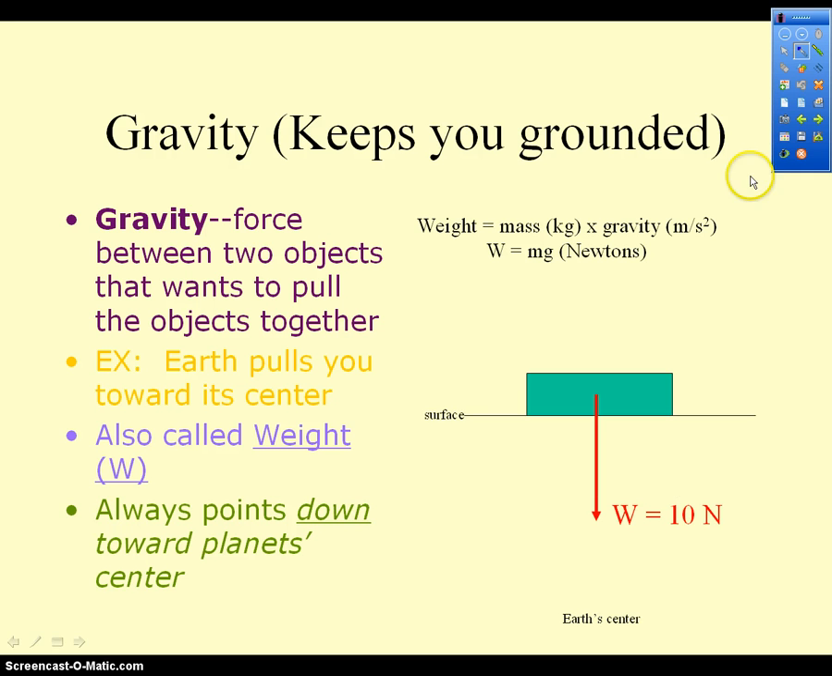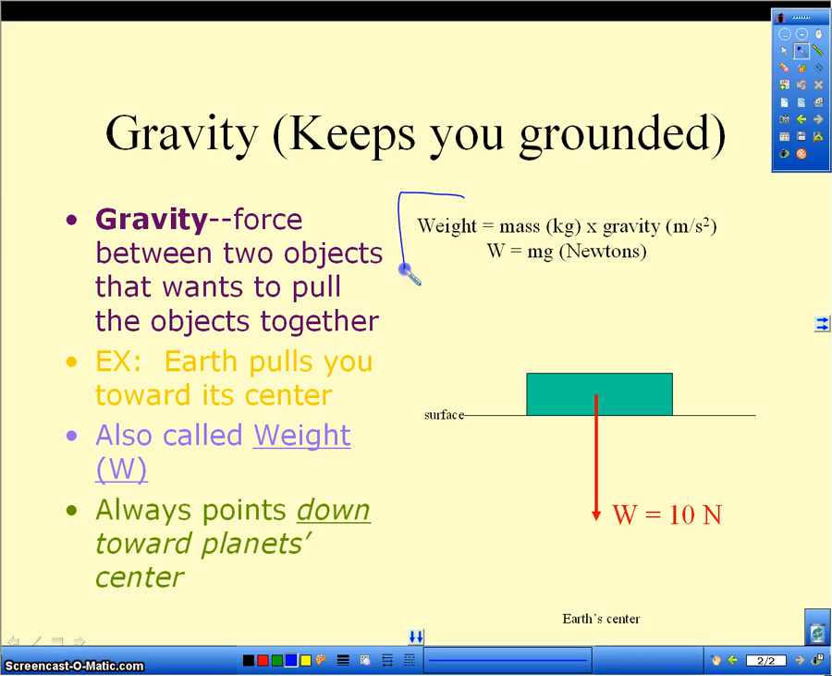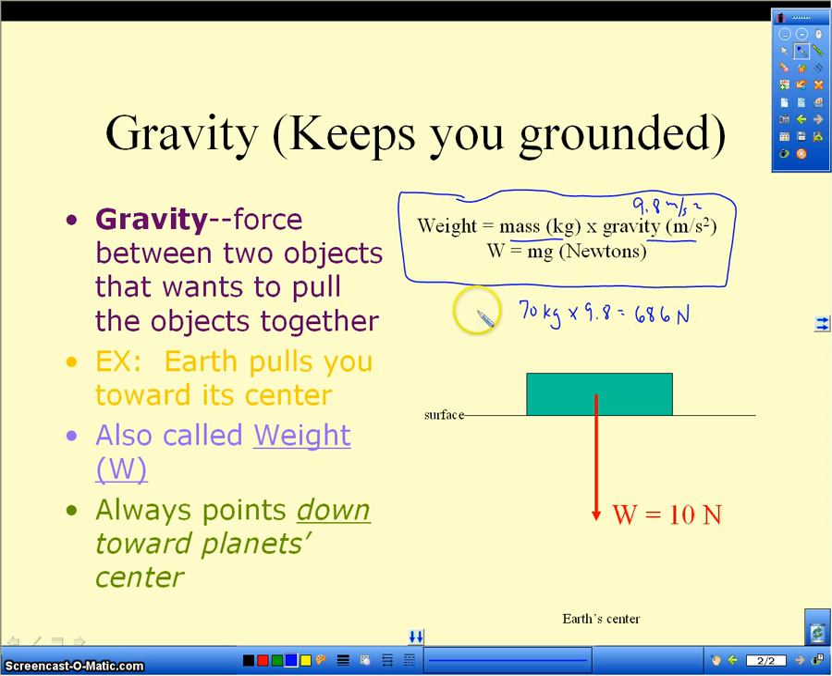I want to point out one other thing for weight, which is how we calculate the weight. This is an important formula right here, and I don't want to skip over it. Weight is anything's mass times gravity. Gravity being 9.8 meters per second squared when we're on Earth. So your mass in kilograms. So if you have a mass of 70 kilograms, your weight is going to be 70 times 9.8, which will be 600 and something. I think 686. That's newtons.